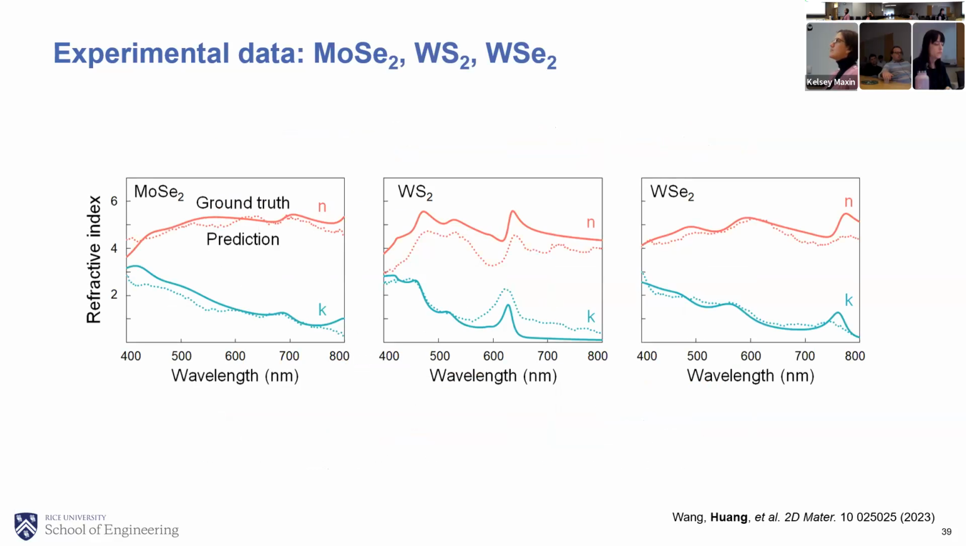So we also tested other materials using our experimental data, including MoSe2, WS2, and WSe2. In all of these cases, you can see there is a good matching between the prediction and the ground truth. Next slide.